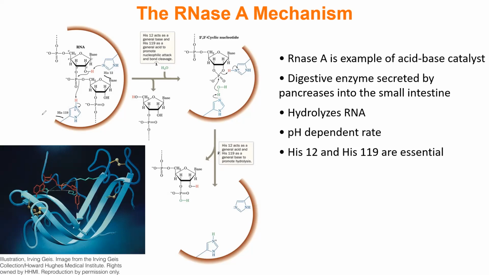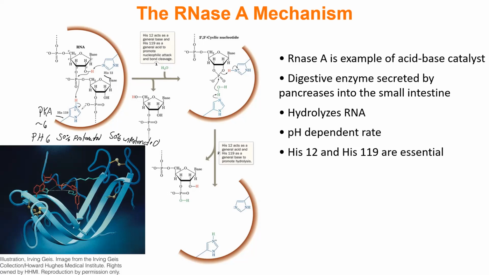So remember that histidine has a pKa of around 6. And what does that mean? Well, that means that at a pH of 6, you're 50% protonated and 50% unprotonated. So the hydrogen of histidine is very easy to remove, and it's very easy to add another hydrogen onto the histidine. So in acid and base mechanisms, you're going to see histidine a lot.